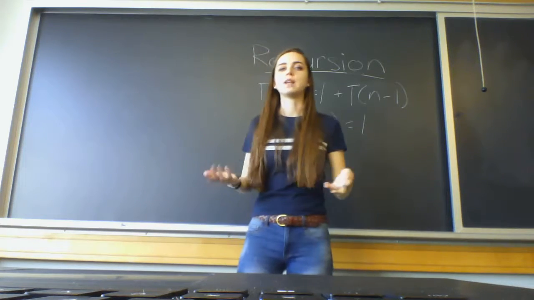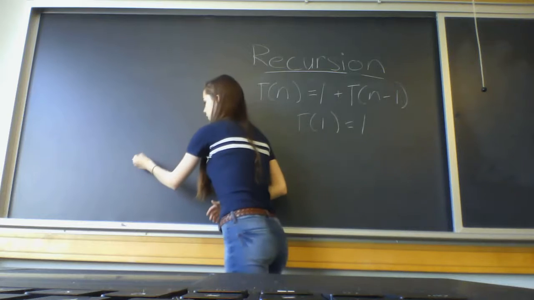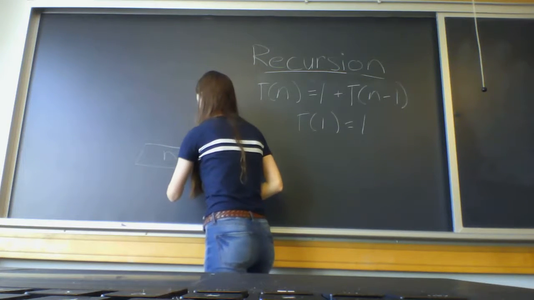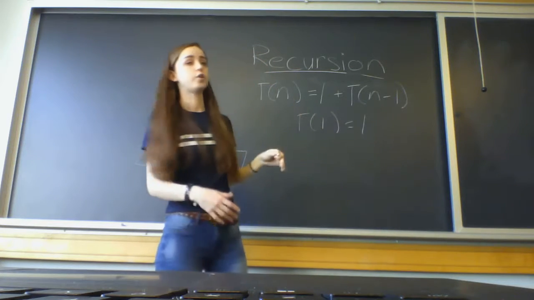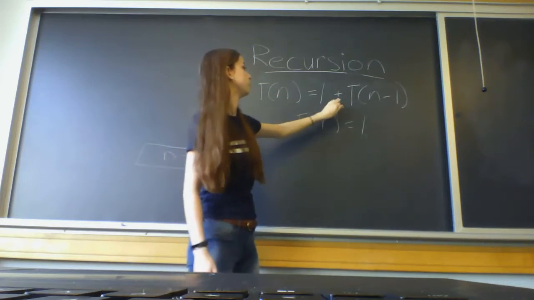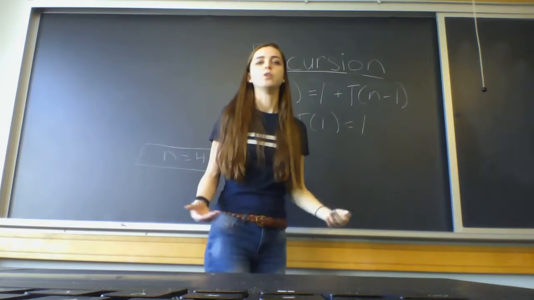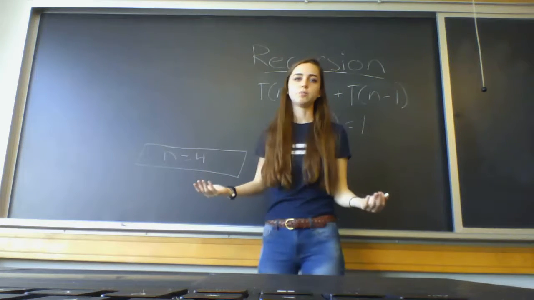Say we're trying to find T of 4. That's our biggest problem on the bottom here, when n equals 4. Then we look at our function and say, okay, T of 4 is equal to 1 plus T of 4 minus 1, which is equal to T of 3. We don't know what T of 3 is, so we build up and have another slightly smaller problem.